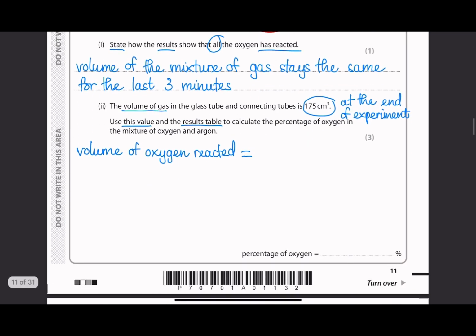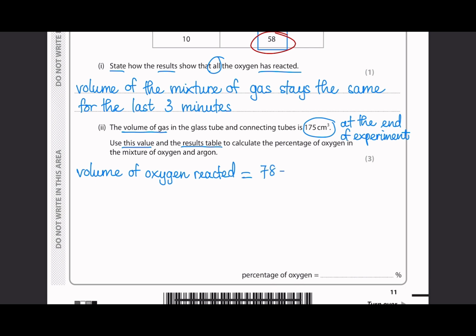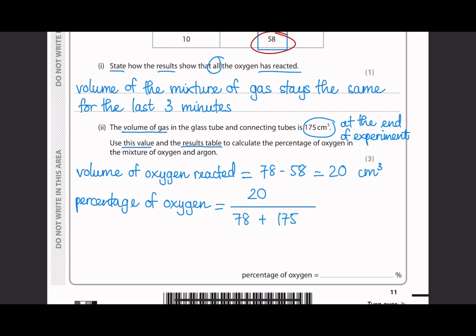So we start with 78 and end with 58. That means the volume of oxygen reacted should be 78 minus 58 equals 20 cm3. And to calculate the percentage of oxygen in the mixture, on top we have the volume of oxygen, and at the bottom we have the volume of the mixture of gas at the beginning of the experiment. So then we have 78 plus 175, and that comes out to around 7.9%.